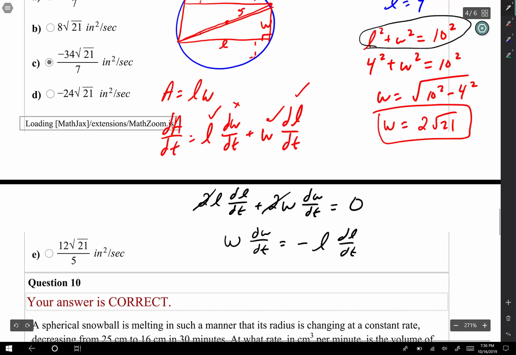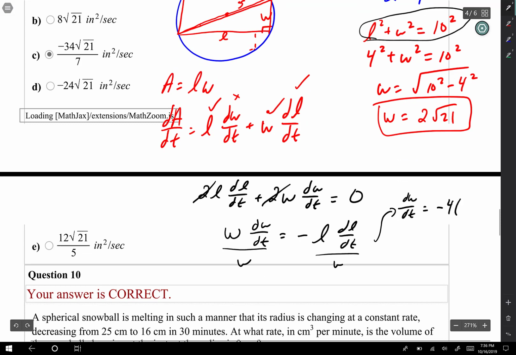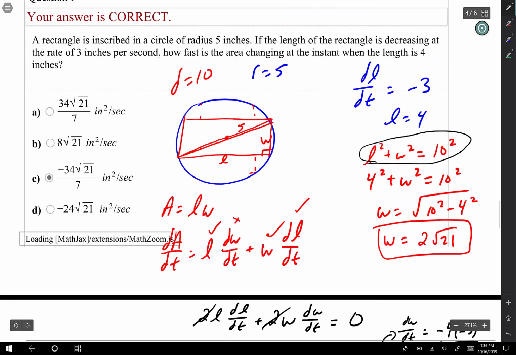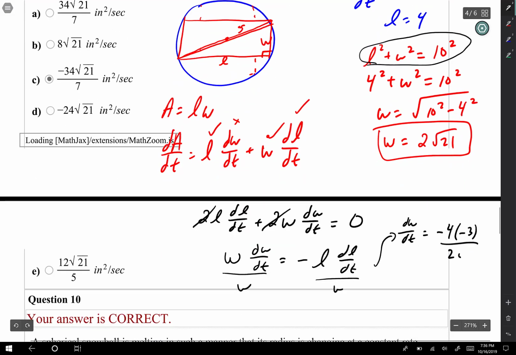I'm going to divide by W on both sides. So let's see what I get. dW/dt is equal to negative 4 times dL/dt, which is negative 3, divided by W, which is 2 square root of 21. So my dW/dt comes out to be 12 over 2 square root of 21, so 6 over square root of 21. And if you want to rationalize it, you can call that 6 square root of 21 over 21. So there it is. I think I've reduced it. So now we're ready. Check mark.